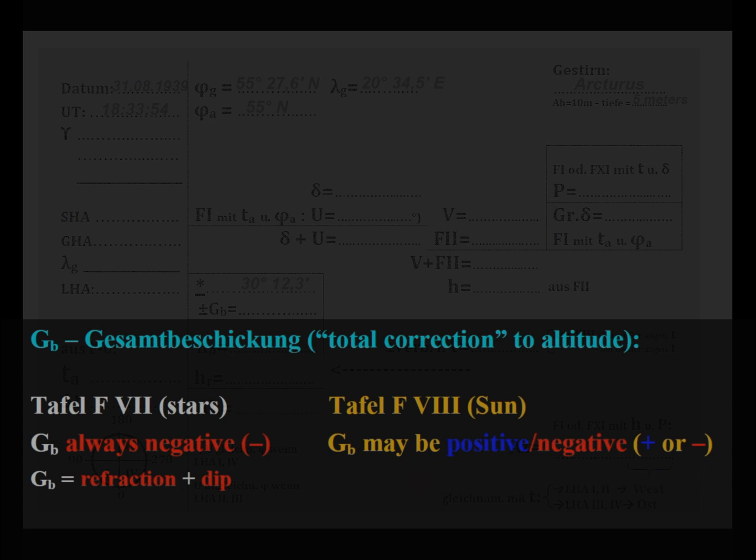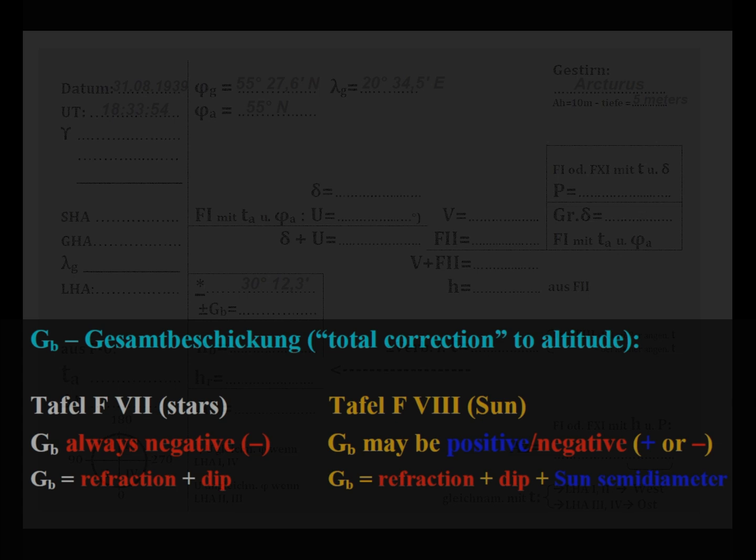In addition to dip and refraction, the total correction of the Sun's altitude includes the value of the Sun's semi-diameter. If you measure the altitude of the lower edge of the solar disk, then the correction for the Sun's semi-diameter is positive, and the total correction for the Sun's altitude can be positive when the Sun's semi-diameter value exceeds the sum of the absolute values of dip and refraction.